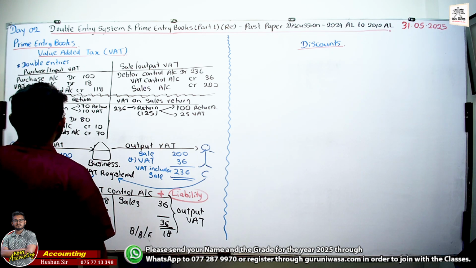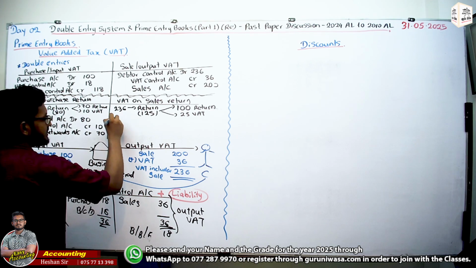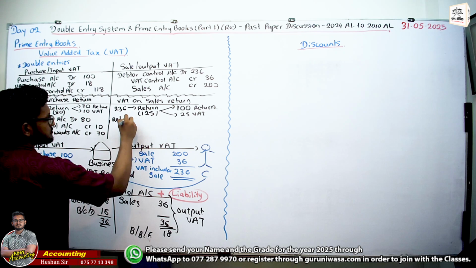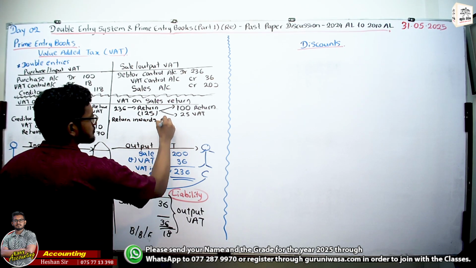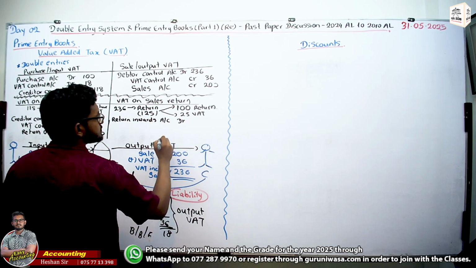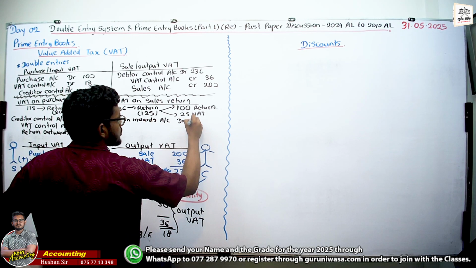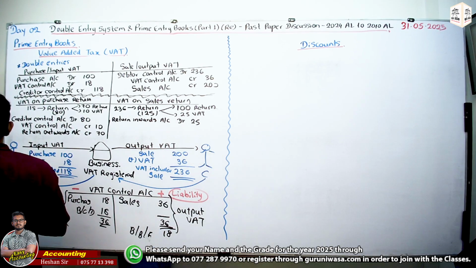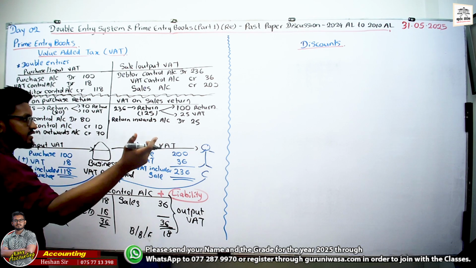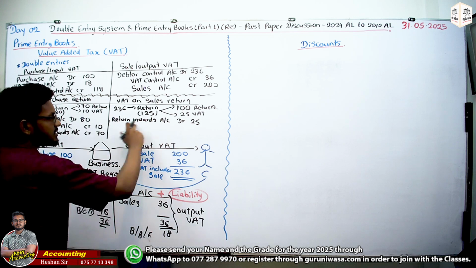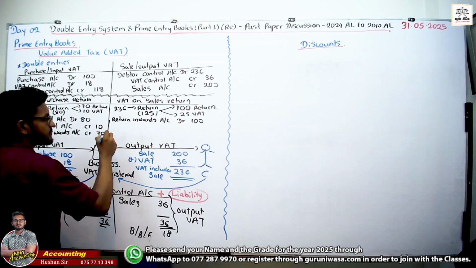Then in here you can see return inwards account debit 25. In here return inwards account debit 25. When we sell goods, sales income increases. When it is returned, income decreases; we identify it as return inwards. Here the returning price is 100.